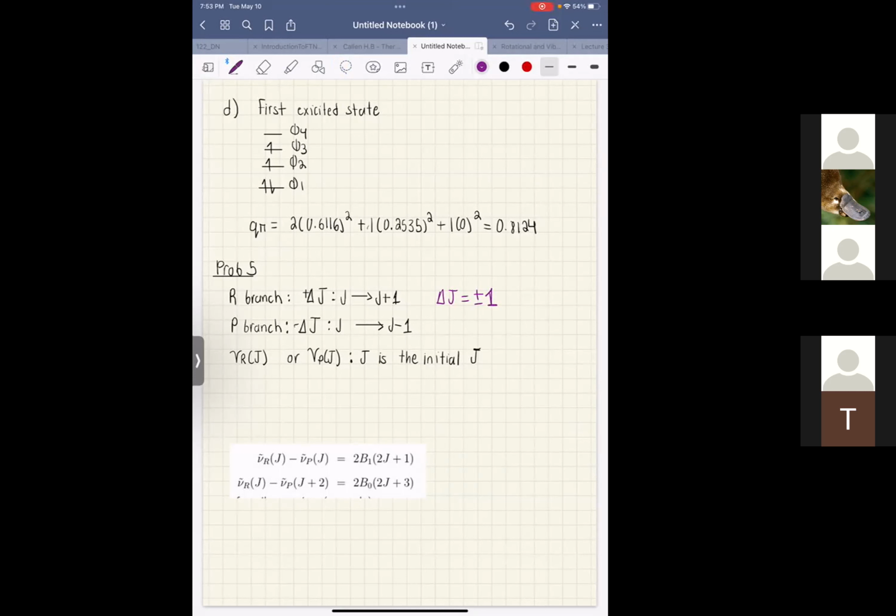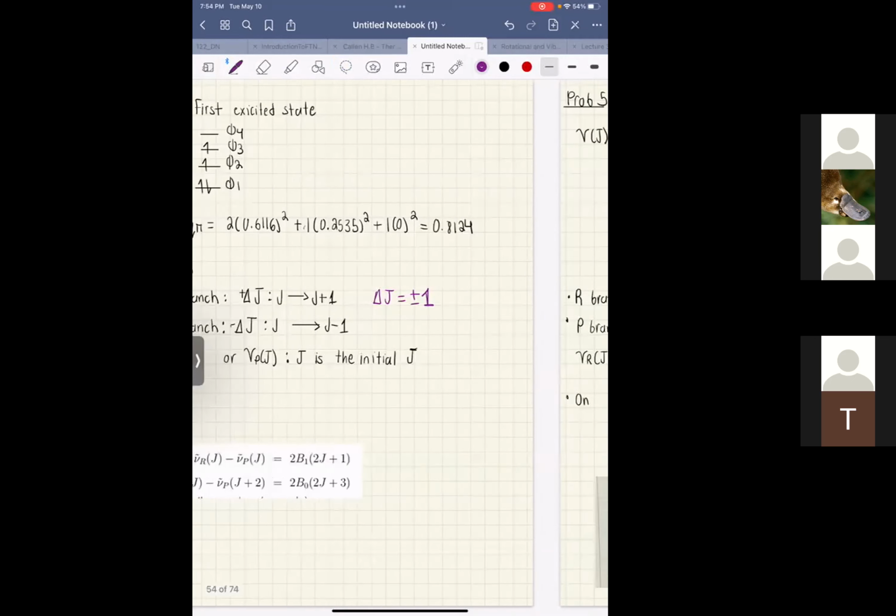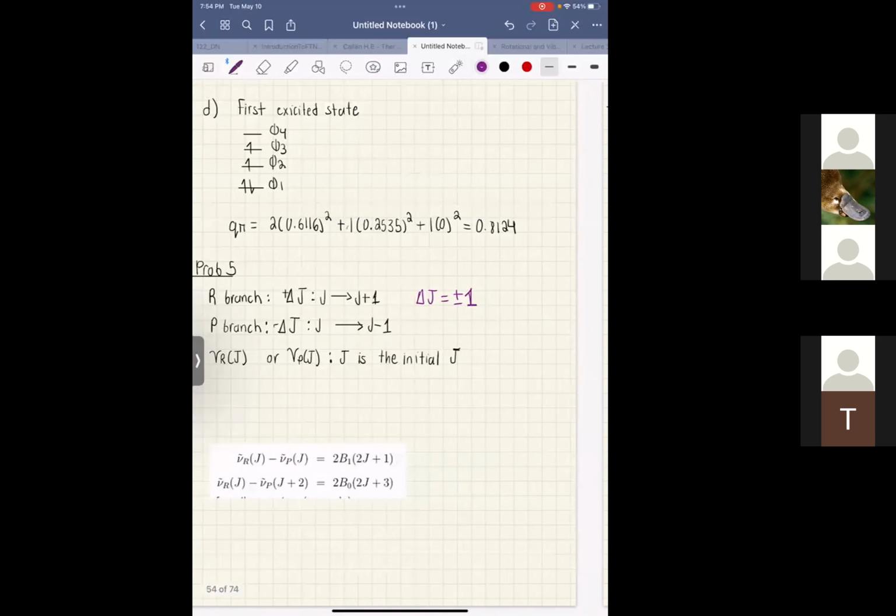When it increases the quantum number in a rovibrational spectrum, on a spectrometer, a spectrograph, pretty much, it's called the R branch, which is usually on the right side. And for a P branch, which loses a quantum number, it would be on the left side. And I'll show you guys a picture in a second.